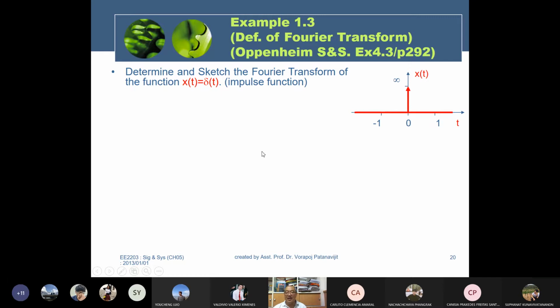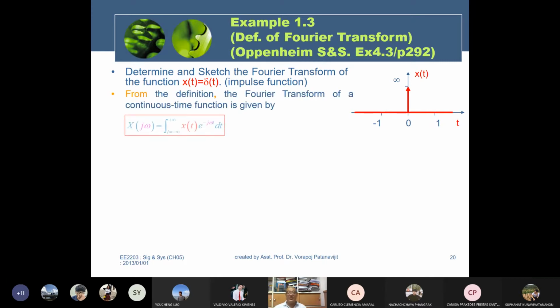Next one, for the delta function, determine and sketch the Fourier transform of the function x(t) equal to the delta function. From the definition, the Fourier transform of the continuous time is given by here. You substitute the delta function in it and integrate the impulse function from minus infinity to infinity. From the delta definition, it gives you 1.